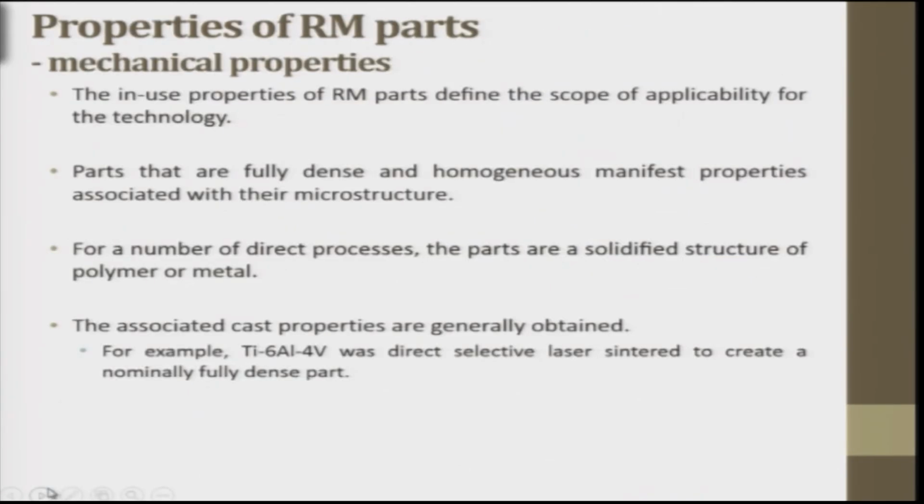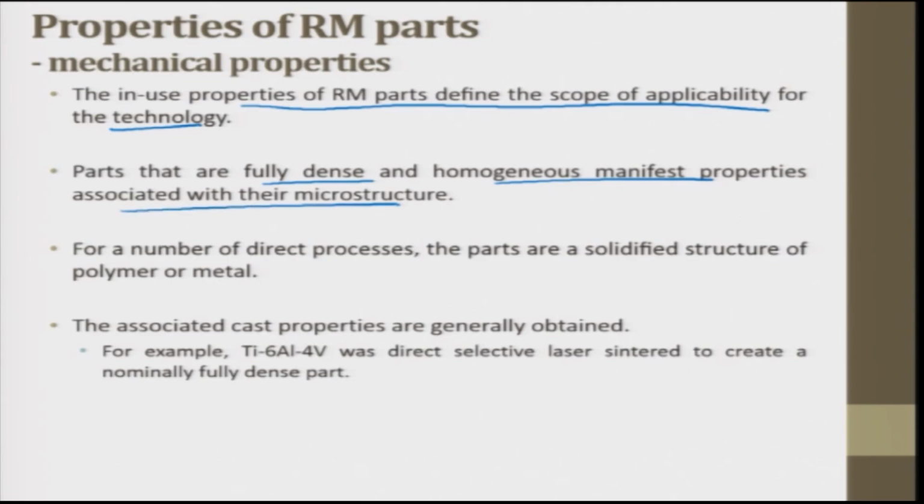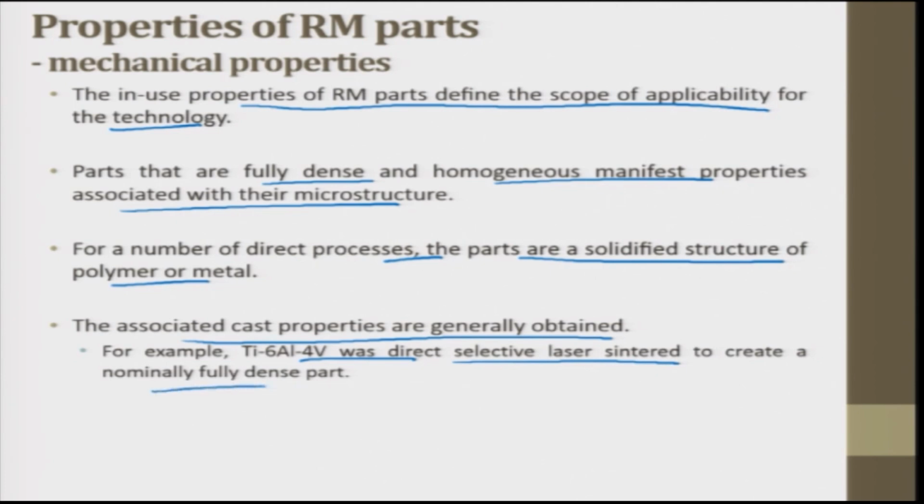Next is properties of rapid manufactured parts. Mechanical properties: the in-use properties of rapid manufactured parts define the scope of applicability of the technology. Parts that are fully dense and homogeneous manifest properties associated with their microstructure. For a number of direct processes, the parts are a solidified structure of polymer or metal. The associated cast properties are generally obtained. For example, titanium alloy was direct selective laser sintered to create a nominally fully dense part.